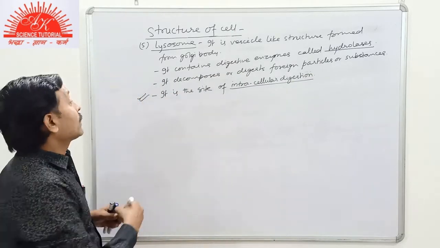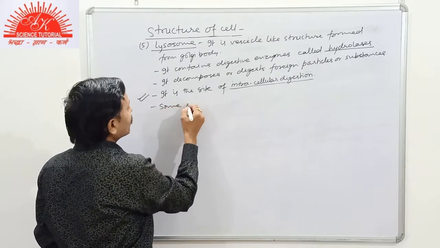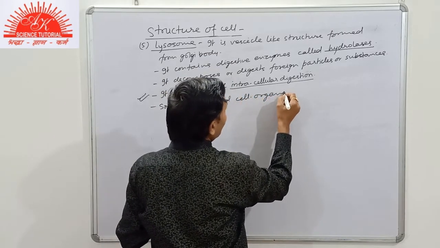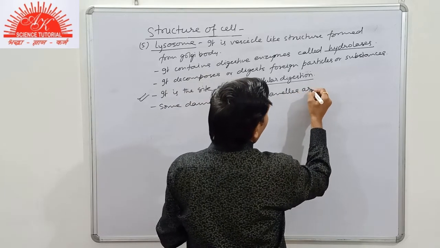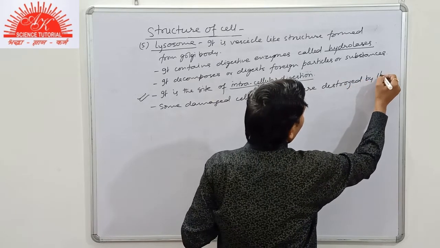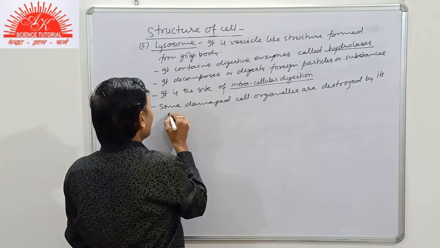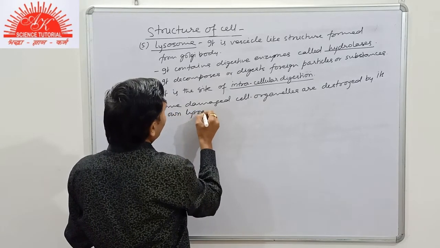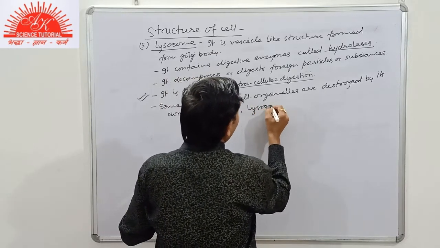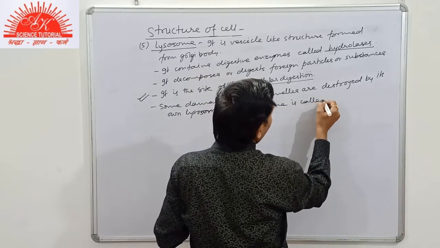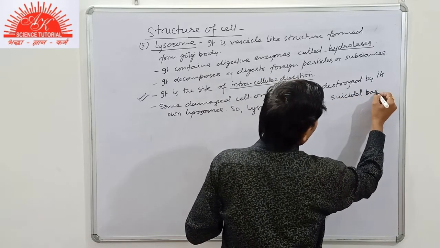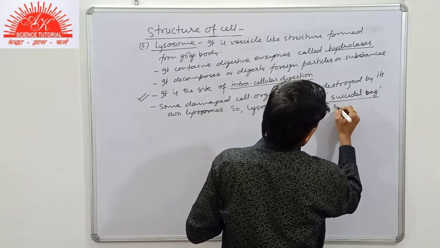Now students, some damaged cell organelles are destroyed by its own lysosomes. So the lysosome is called the suicidal bag of the cell.